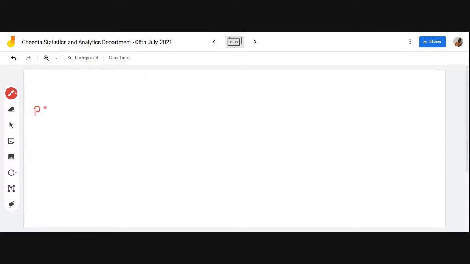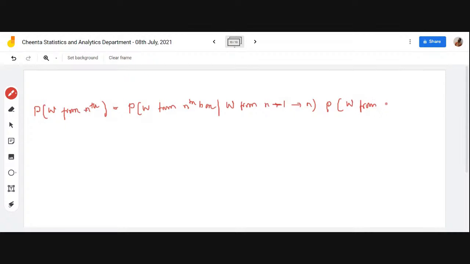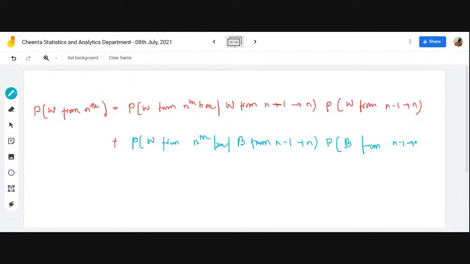So understand, probability white from nth box is the same as probability white from nth box given white from n minus 1th box to nth box, into probability of white from n minus 1 to nth box, plus probability of white from nth box given black is transferred from n minus 1th box to nth box, into probability black is transferred from n minus 1th box to nth box.